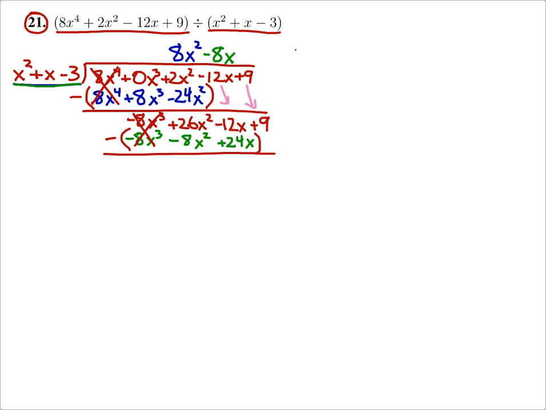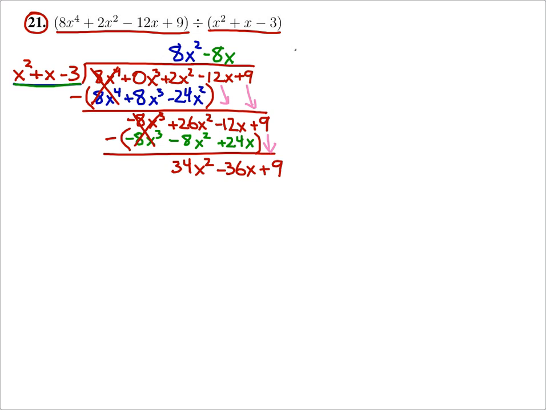It's gone. Moving on to the x squared term, we have 26x squared minus negative 8x squared. That's 34x squared. And we have negative 12x minus 24x. That's negative 36x. This poor plus 9 has not yet been involved, but we'll continue to bring it down and hope that it can join in the fun later.